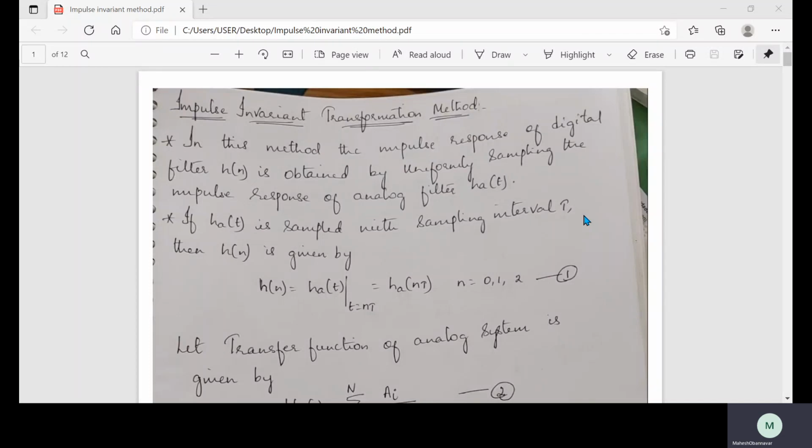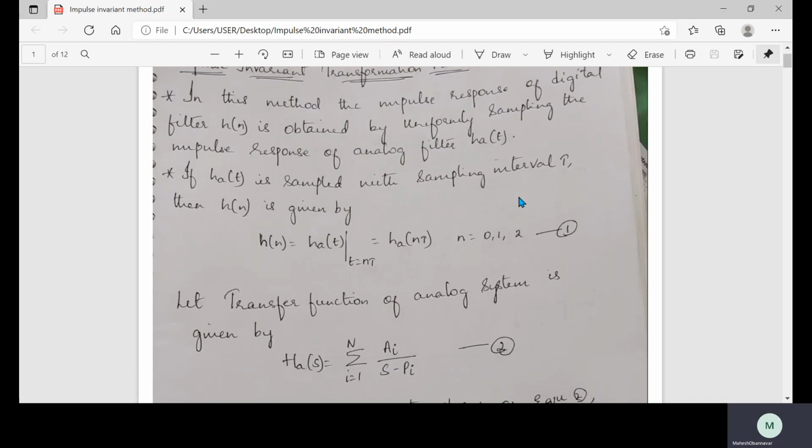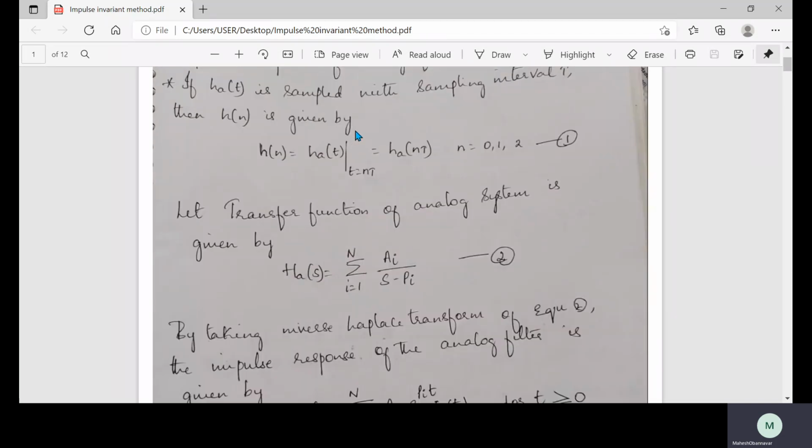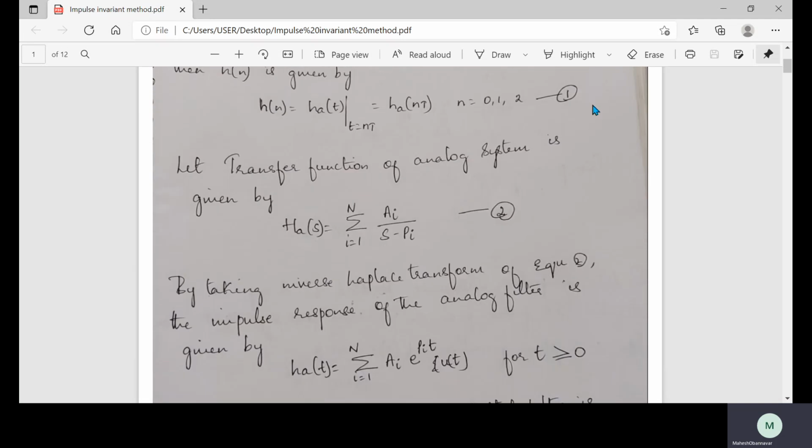So today we will start with the impulse invariant transformation method. In this method, the impulse response of the digital filter h of n is obtained by uniformly sampling the impulse response of the analog filter h_a of t. So if h_a of t is sampled with sampling interval T, then h of n is equal to h_a of t at t equal to nT, which is equal to h_a of nT, where n is equal to 0, 1, 2, and so on. Take that as equation 1.